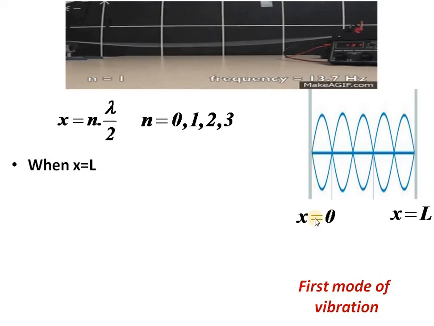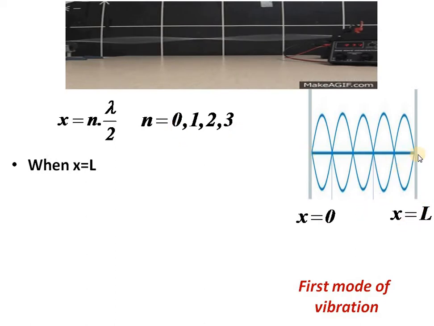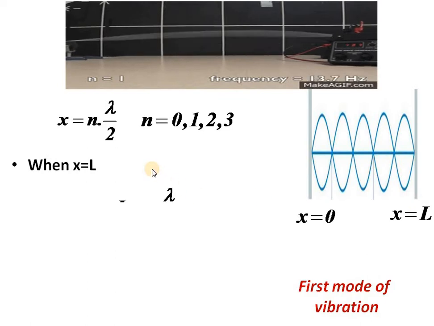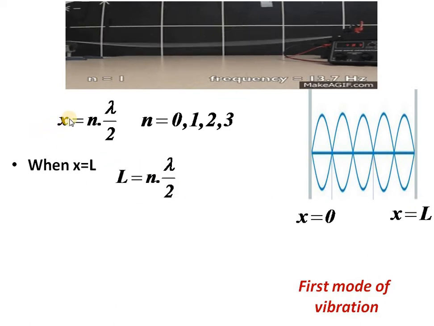That you can get by putting n is equal to 0, of course. But what about the other end? The other end is x is equal to L. So you can straight away write the second point: x is equal to L. So that's L is equal to n lambda by 2.